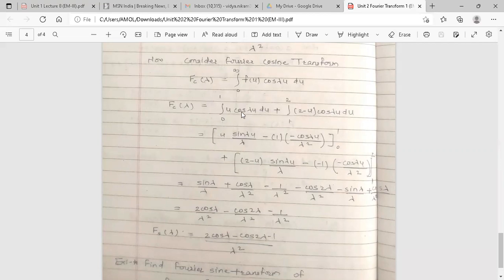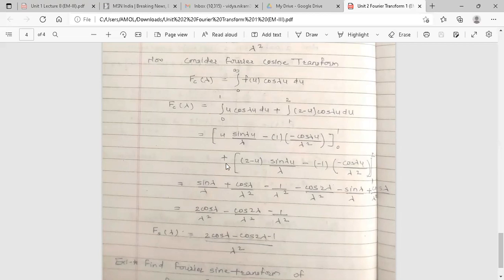V means the integration of v function cos lambda u. Integration of the cos function is sin lambda u upon lambda, because the variable is u and lambda is constant. So integration of cos lambda u is sin lambda u upon lambda, minus. Now the derivative of u is 1, so write here 1. Integration of sin lambda u upon lambda is minus cos lambda u upon lambda. Already lambda is there, so lambda into lambda, lambda square. This is the integration of the first term, limit 0 to 1.